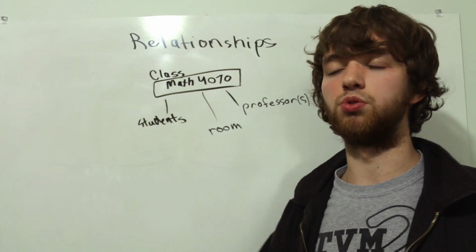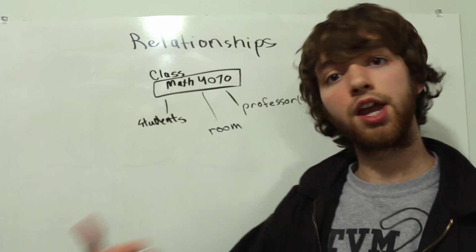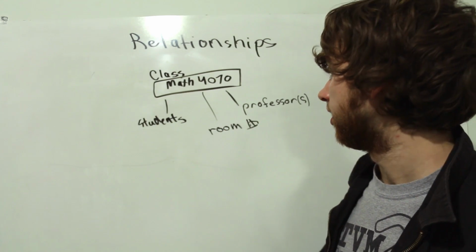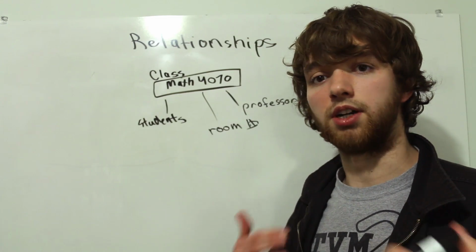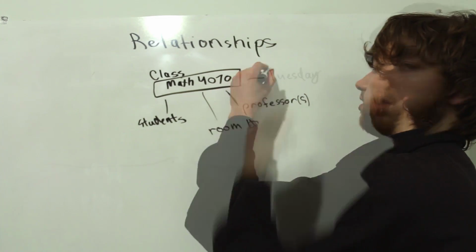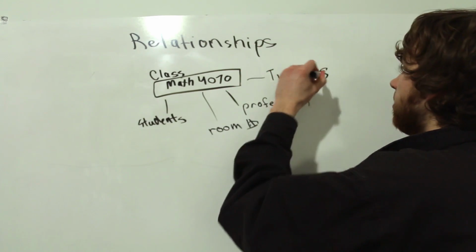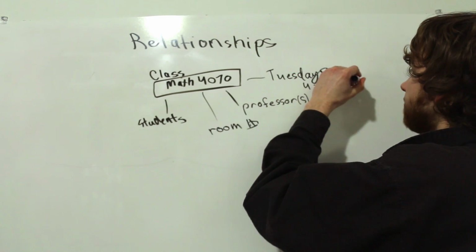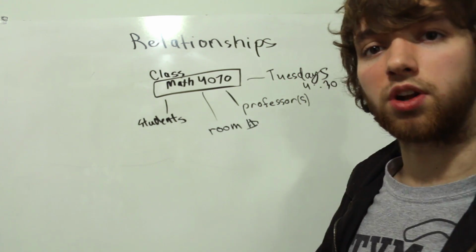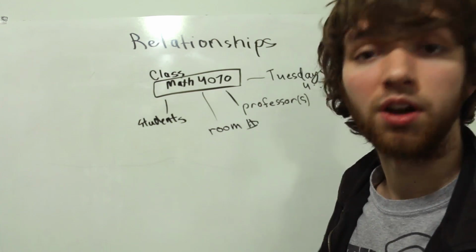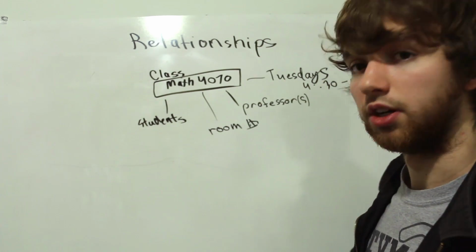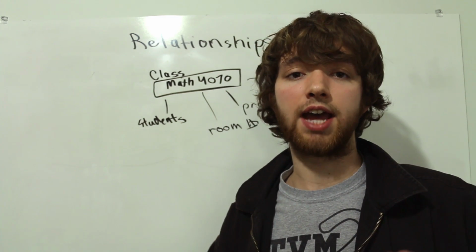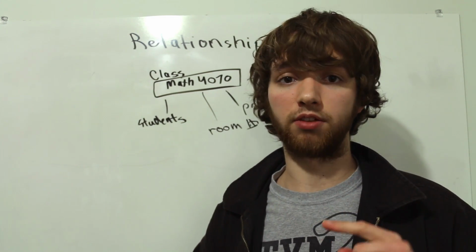If it's a big school, you might have building and room number, but we'll just go with room number for now, for simplicity's sake. And you also might have a time. So we could just say Tuesdays at 4:30 to 5:30. It's a pretty short class, only once a week, and it's only an hour. There's a whole bunch of information here. I just want to go through this and figure out what would qualify as an attribute and what would qualify as an entity.